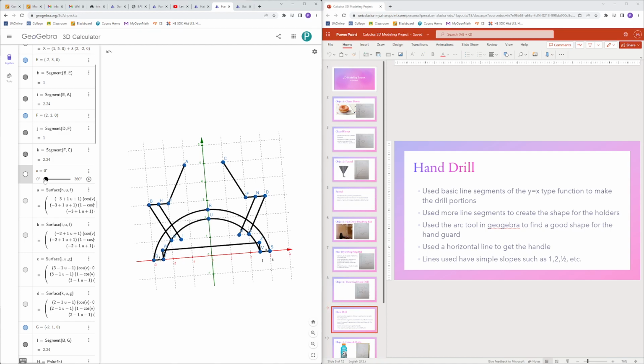And I mapped these drill sections around this line right here, which is just a y equals x function with a slope of 1, moved left 3 units and up 3 units, sorry. And this side is the same thing, just mirrored on the other side to get the idea that there are two drills.